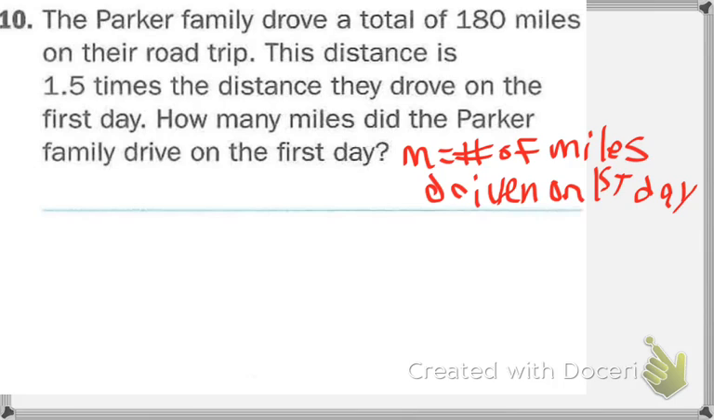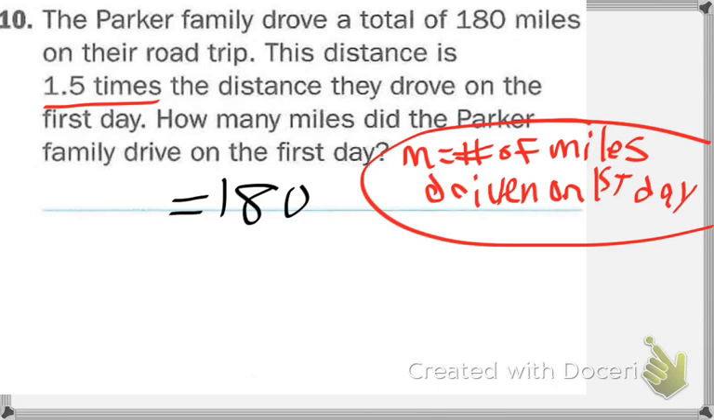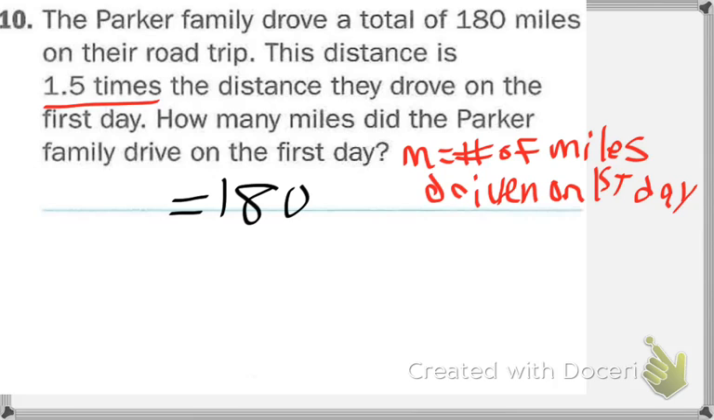The question says the Parker family drove a total of 180 miles. So that means something happened and we were left with 180 miles. Now it says this distance is 1.5 times the distance they drove on the first day. Well, 1.5 times, that should be a clue. That means 1.5 times what they drove on the first day. We don't know what they drove on the first day, but we named that m. So that means 1.5 times m, and 1.5 times m is just 1.5m. So 1.5 times m equals 180. That's our equation for this problem.